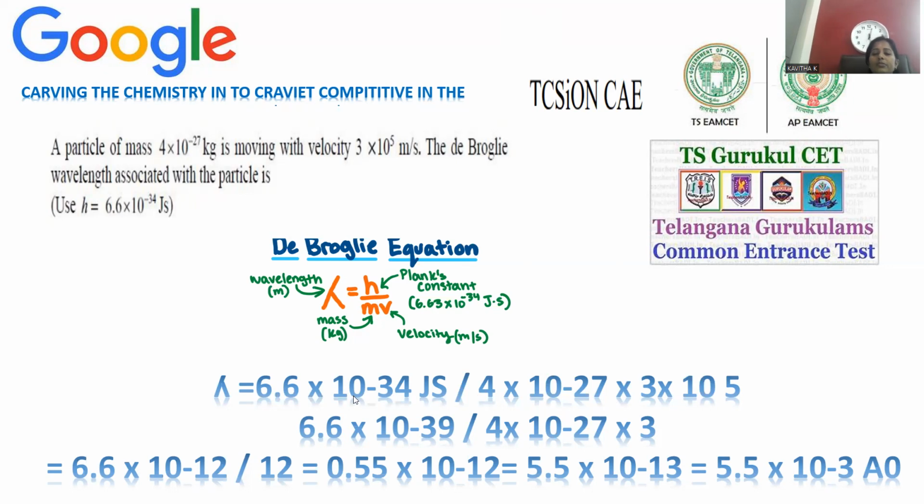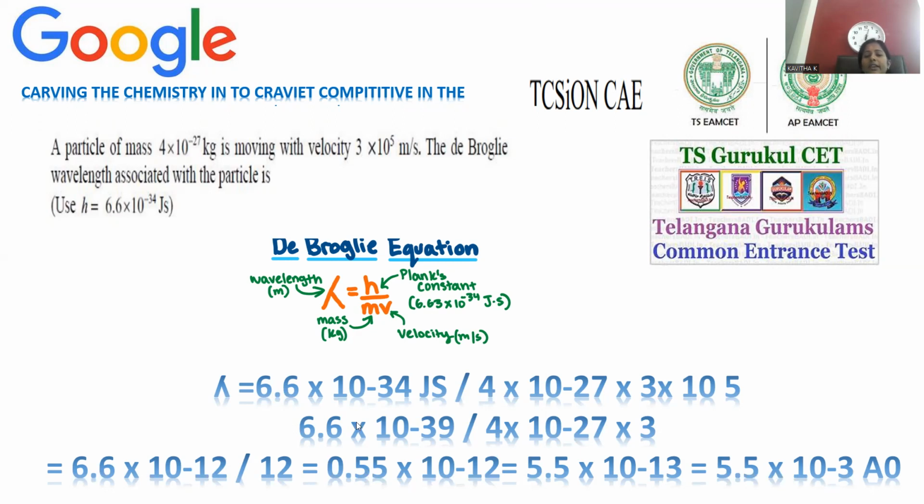If you put all the values here, the 10 terms can be combined. If the base values are same, powers can be added if the same sign is there, and powers can be subtracted if different signs are present. If you consider this principle, all the 10 values can be condensed into 10 to the power minus 12. All base 10 values, if the powers have the same sign you add them, and if different signs you subtract. Based on this principle, the entire base 10 values are converted into 10 to the power minus 12, and 6.6 remains the same. Here 4 is there, here 3 is there, so multiply to get 12. So 6.6 by 12 into 10 to the power minus 12 will become 0.55 into 10 to the power minus 12. So you can write it as 5.5, and it can be converted into angstrom value, 5.5 into 10 to the power negative 3 angstroms.